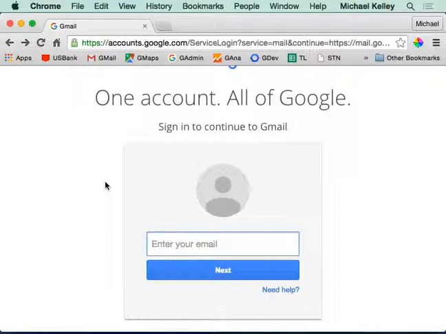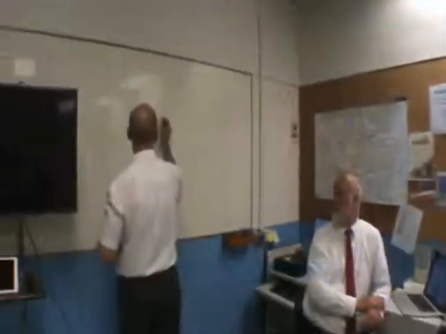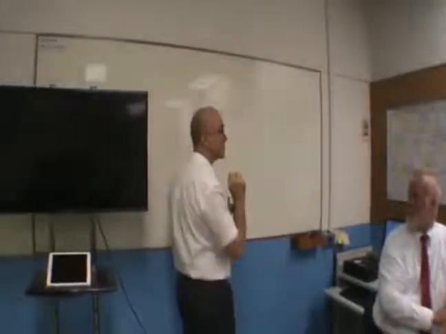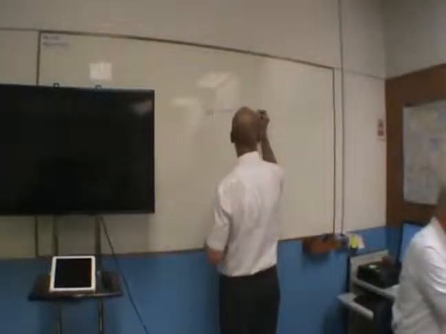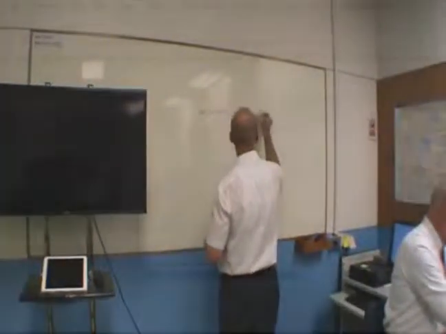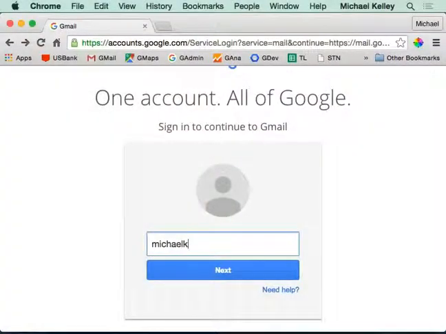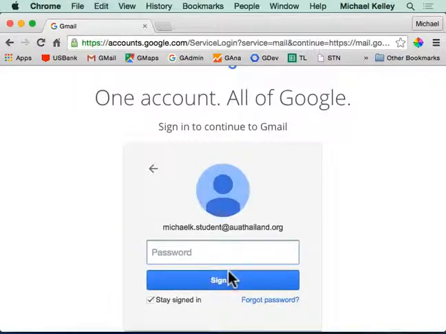So we want your first name plus your last initial, just the first letter of your last name. And then full stop, then student at auathailand.org. Then click next. And when you click next, if you've entered the correct email, it's here. Now you need your password.